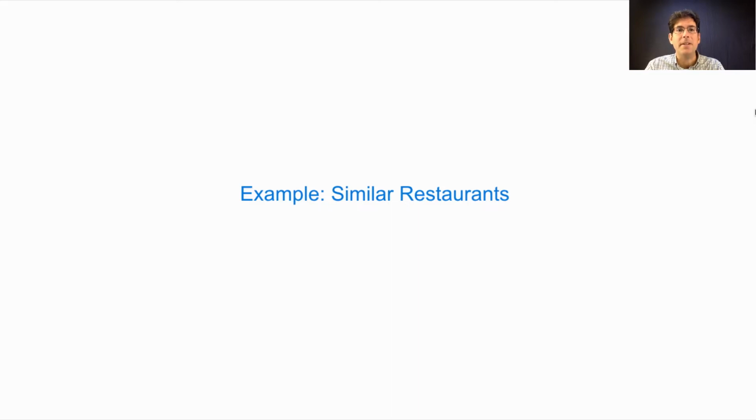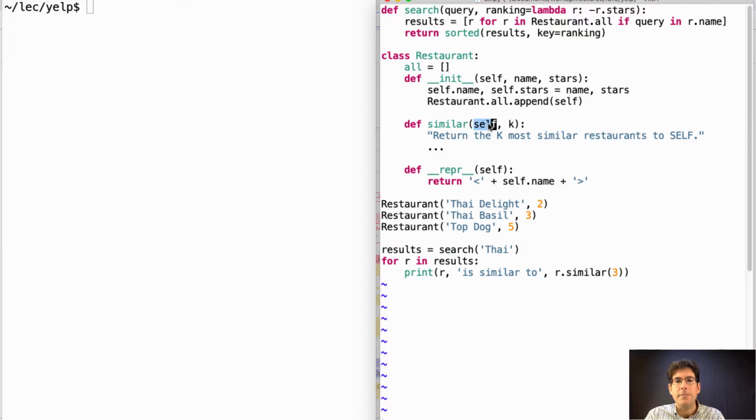We need to implement the similar method of the restaurant class, which takes in a restaurant and a number of similar restaurants to return, and finds the most similar k. There are many notions of similarity. They're close in distance, they have a similar rating, a similar price. Maybe they're similar because the same people review them, meaning the same people go there.